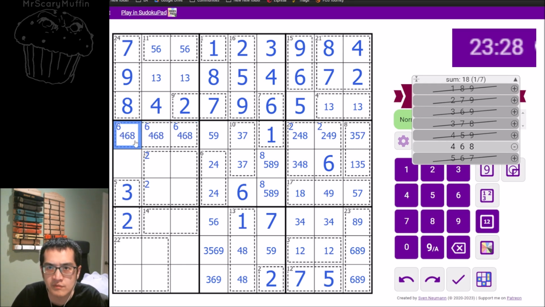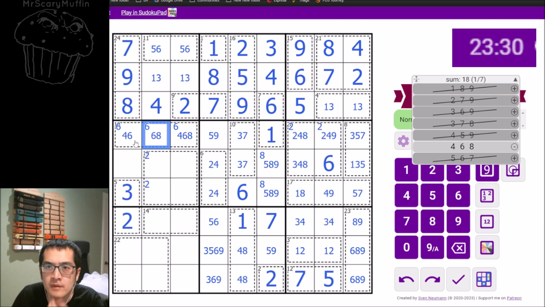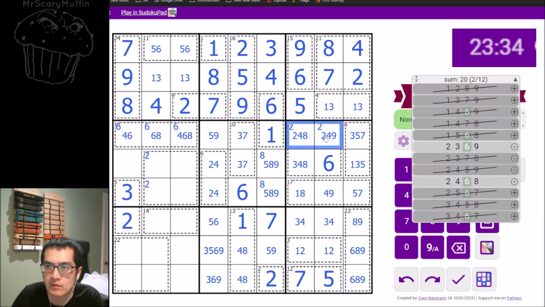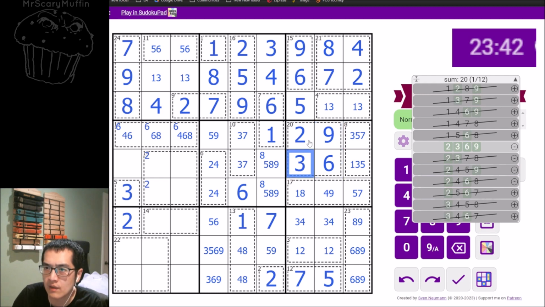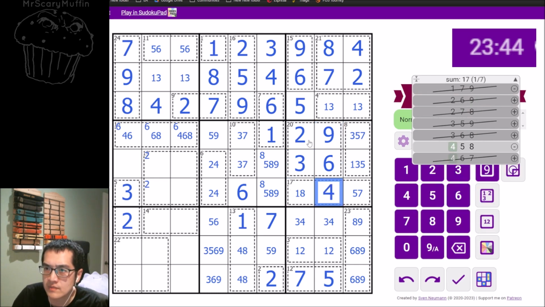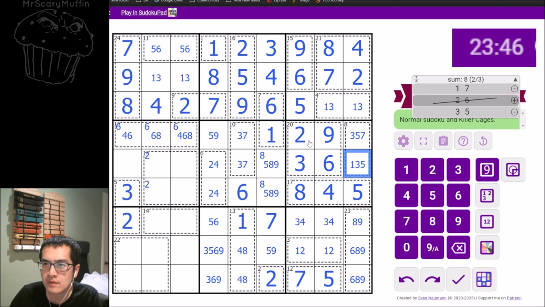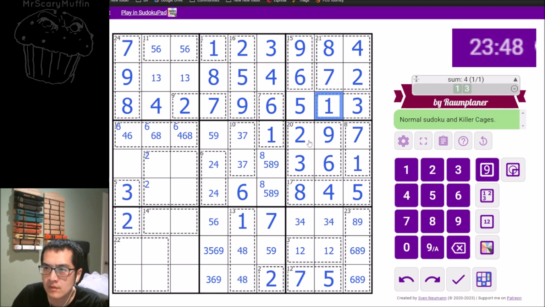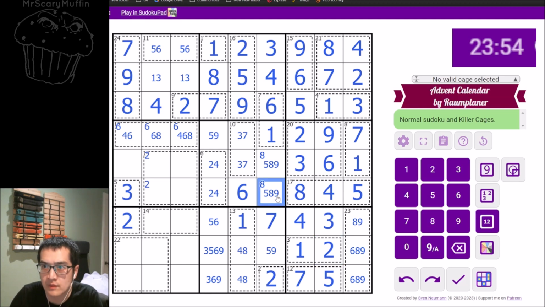Let's just punch it in, figure out where the numbers go. 4, 6, 8. Like so. But that means none of these can be 4. And this cannot be an 8, so this is a 2. Even though it's a 9 and a 3. This now becomes a 4, 5, 8. 1, 7. There it is. That's the breakthrough. And 4.